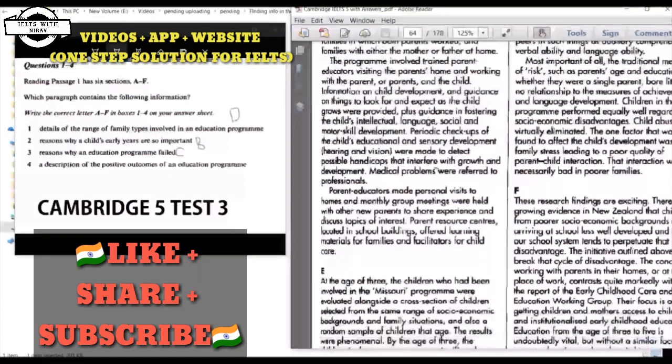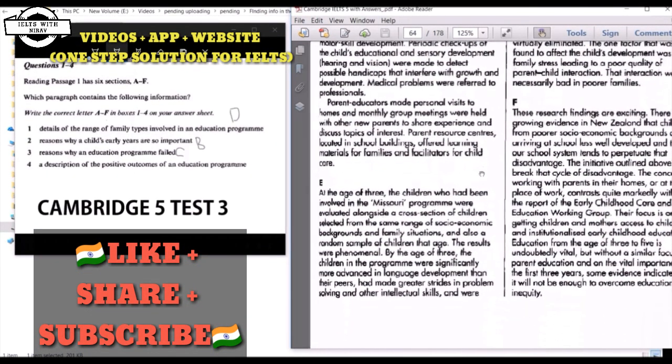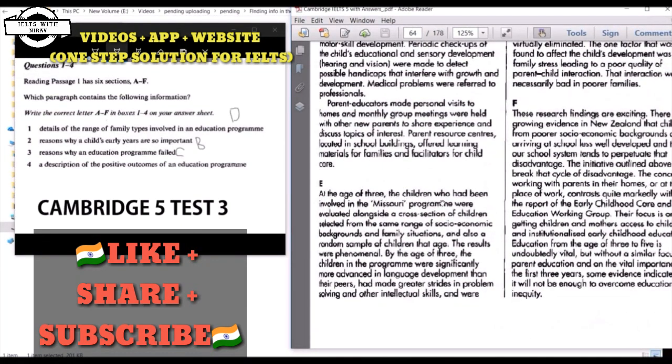So let's read the next paragraph. If you are getting some answer, no need to read the whole paragraph. So paragraph E. At the age of 3, the children who had been involved in the Missouri program were evaluated alongside a cross-section of students selected from the same range of socio-economic backgrounds and family situations, and also a random sample of children that age. The results were phenomenal. By the age of 3, the children in the program were significantly more advanced in language development than their peers, had made greater strides in problem solving and other intellectual skills.